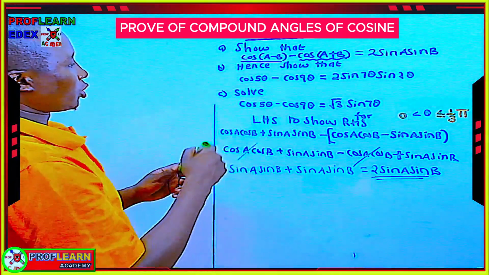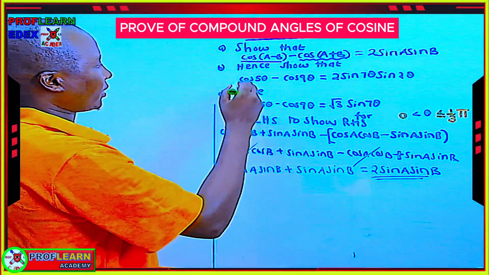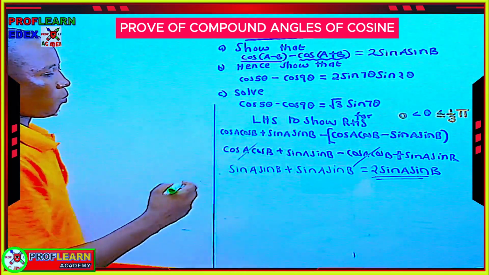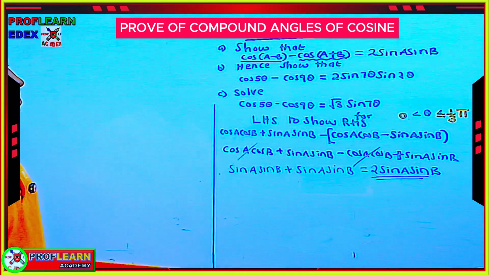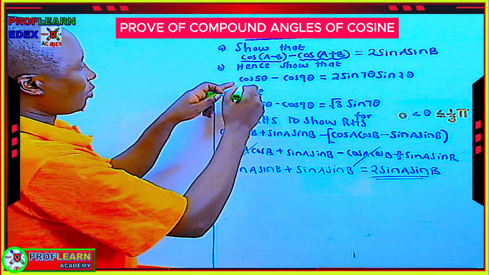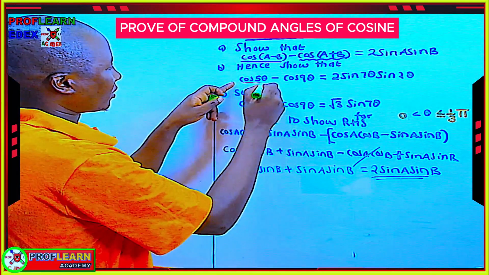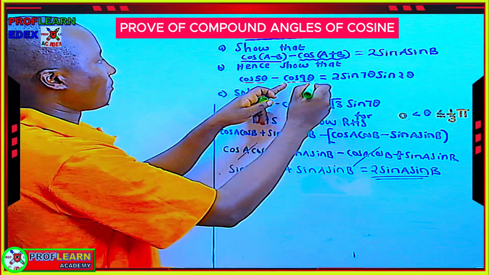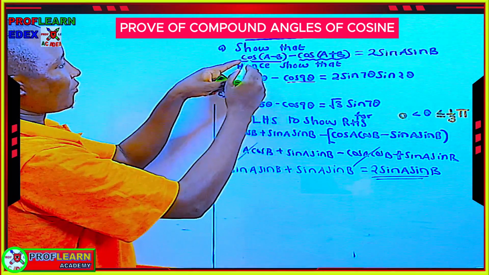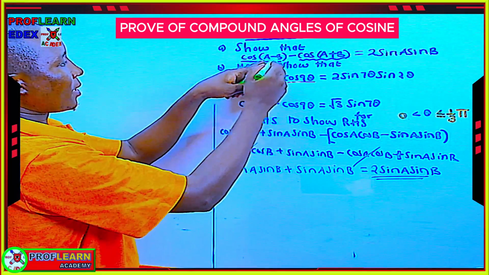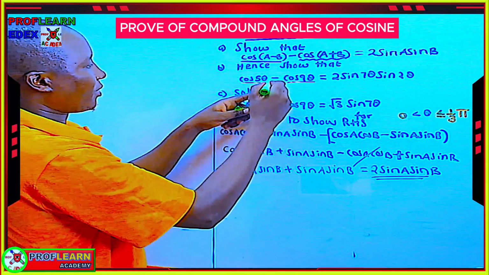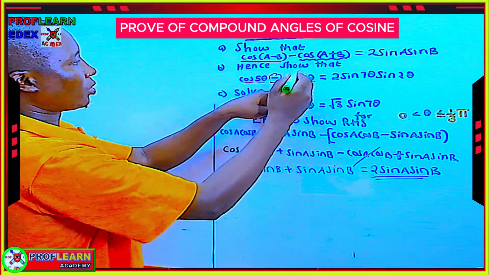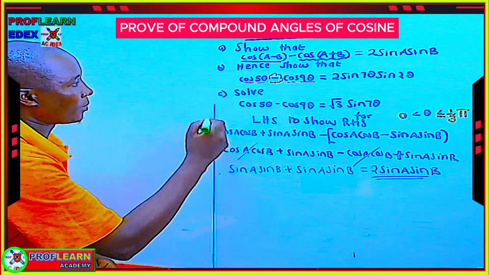What about in a situation whereby you have a question like this? You are supposed to hence show that this part that we are having here is equal to that. So we shall start by saying, if you look, this is cos 5θ and this is cos 9θ, and at the top here we were having cos(A − B) minus cos(A + B), the same sign. So we can form an equation.